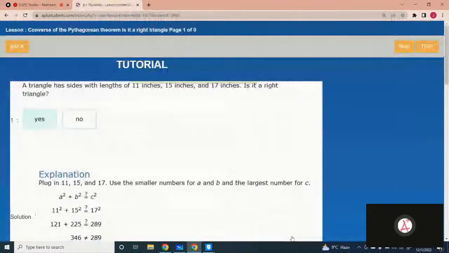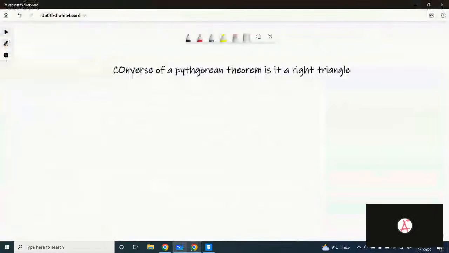Okay, a triangle has side lengths of 11 inches, 15 inches, and 17 inches. Is it a right angle triangle? 11, 15, and 17. You have to check if it is a right angle triangle. Like I explained, the largest side is always the hypotenuse.